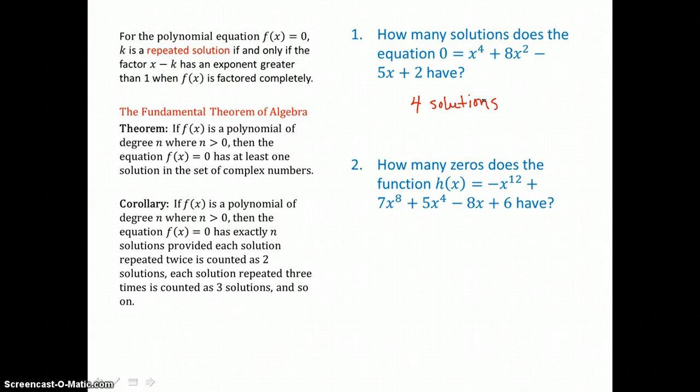Now the next question is really asking the same thing. It says, how many zeros does the function h of x equals negative x to the 12th power plus 7x to the 8th power plus 5x to the 4th power minus 8x plus 6 have? So the degree of that function is 12 and the number of zeros, which are also solutions, is 12. So we can expect to find 12 zeros for h of x.